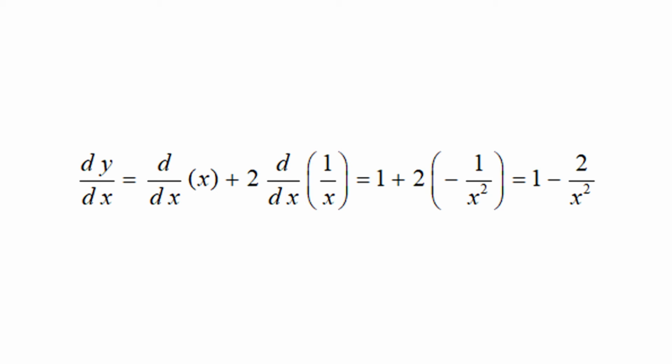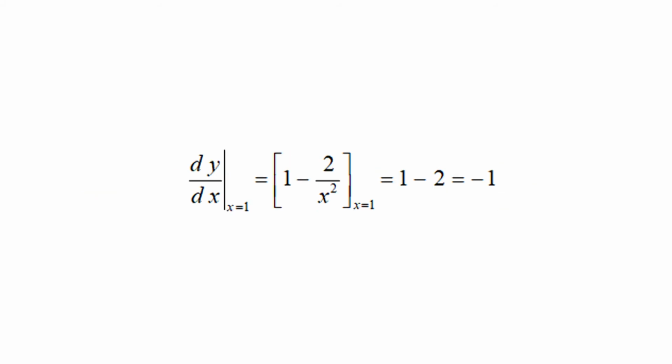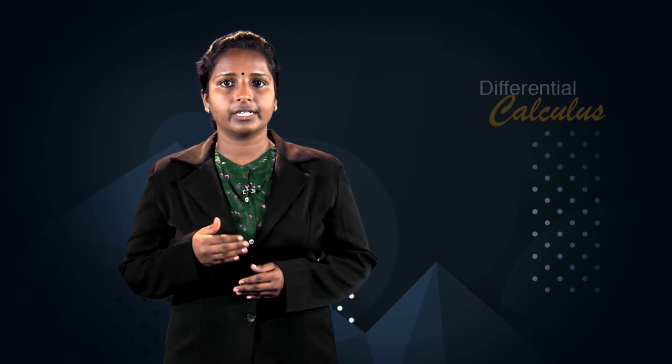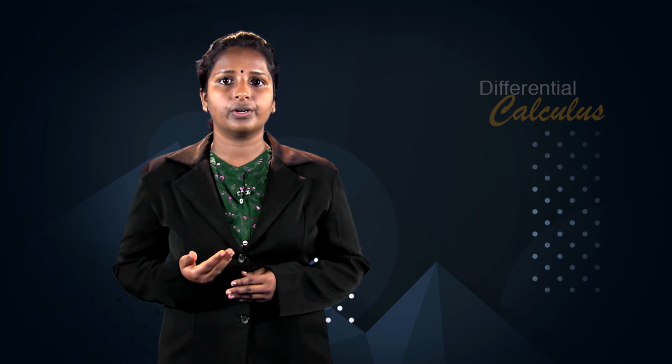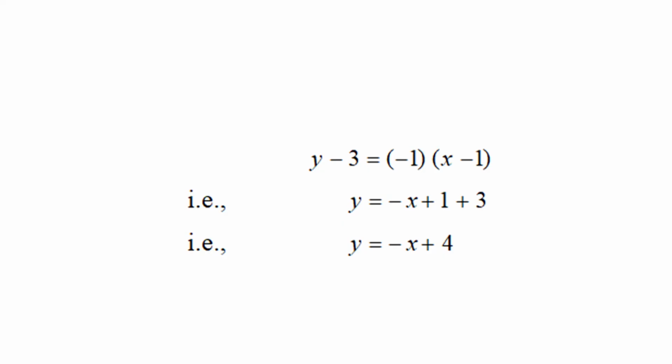The slope at x = 1 is dy/dx at x = 1 equal to 1 - 2/x² at x = 1, equal to 1 - 2 = -1. The line through (1, 3) with the slope m = -1 is given by the point-slope equation y - 3 = -1 times (x - 1), that is y = -x + 1 + 3, that is y = -x + 4.